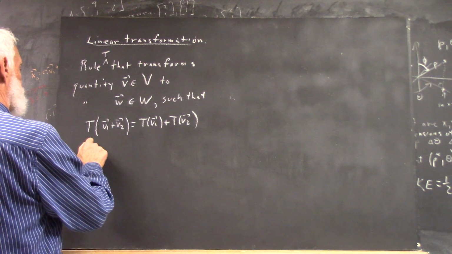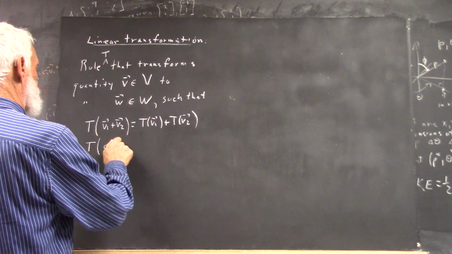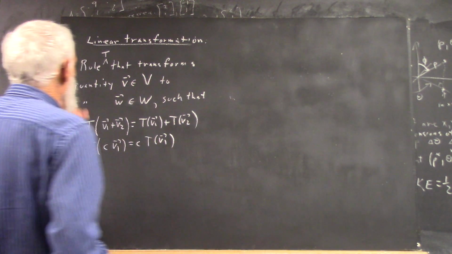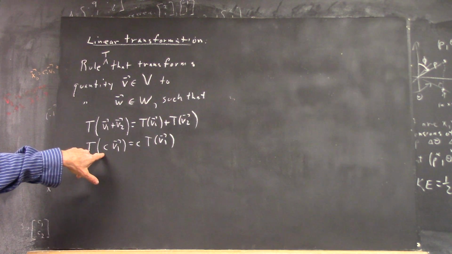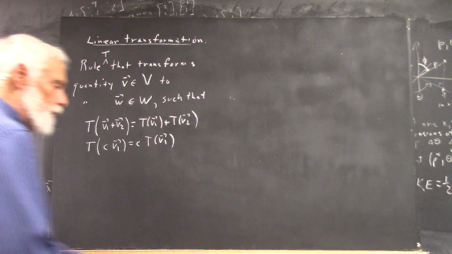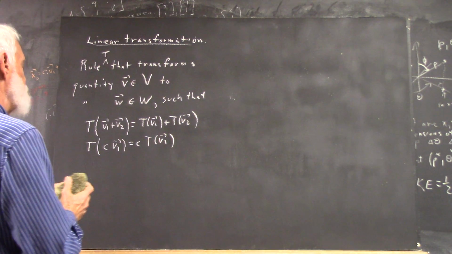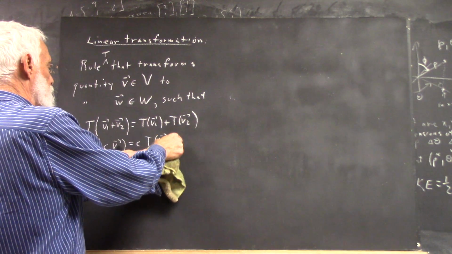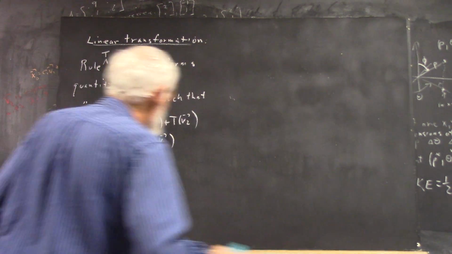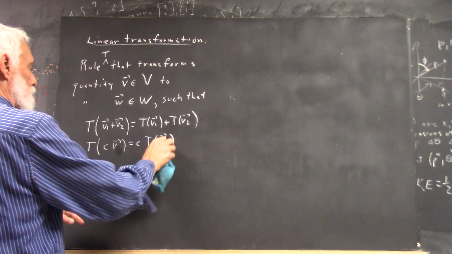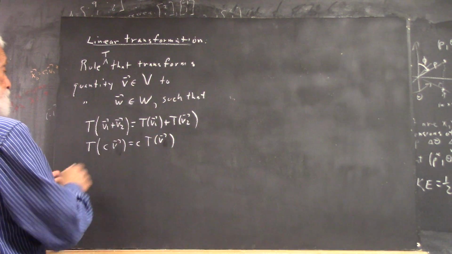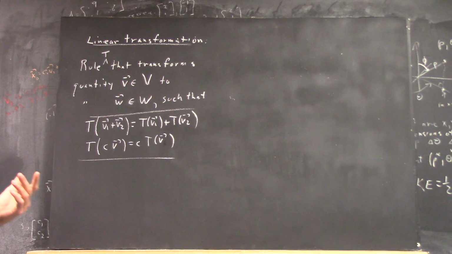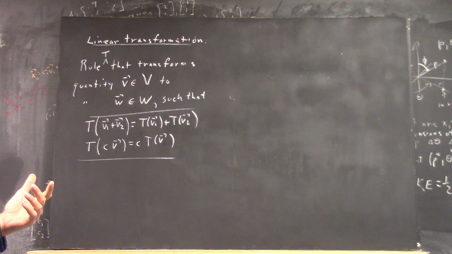And if C is a number, T of C times V equals C times T of V, and I don't even need the subscript on this one. There's only one vector, so it's kind of redundant, so we'll just eliminate it. Okay? And that's kind of it.